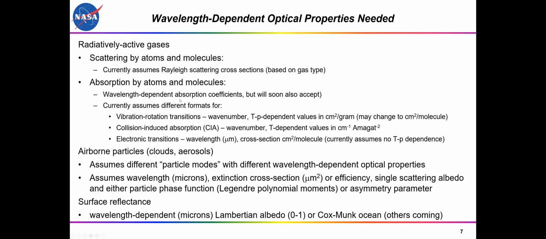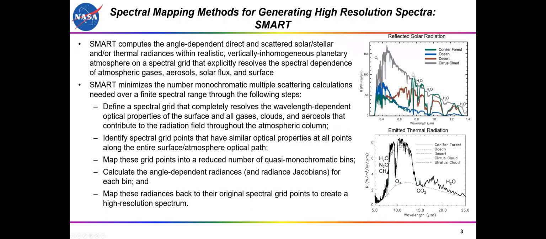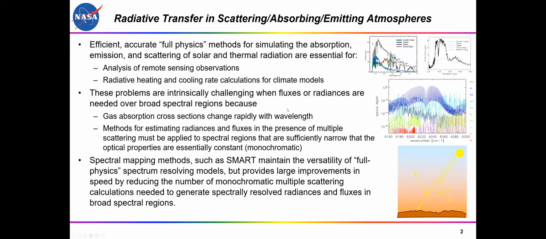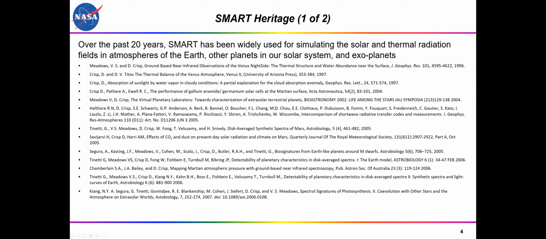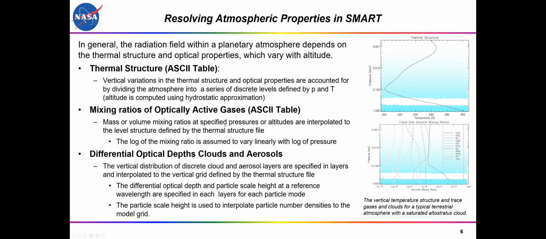I take into account absorption by atoms and molecules. I do this using three different basic approaches. You'll see examples of all three. Vibration-rotation transitions are the thing that produces all of those really sharp features that you see in the spectrum, shown here in the middle panel, for example. Those are vibration-rotation transitions for molecules.